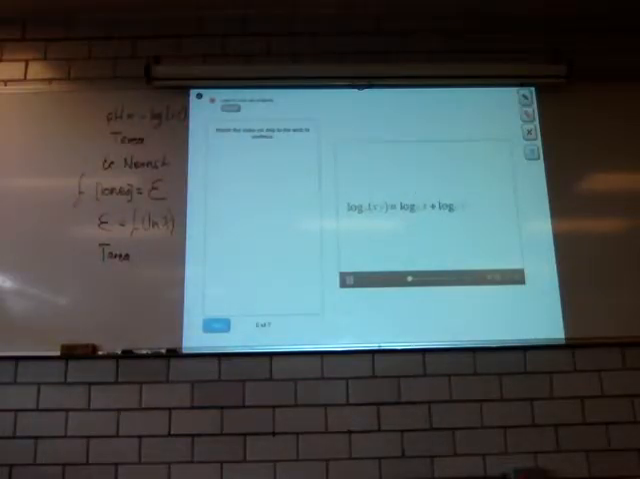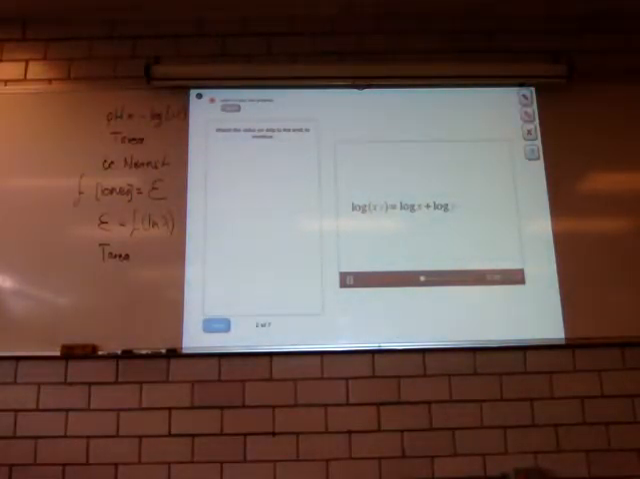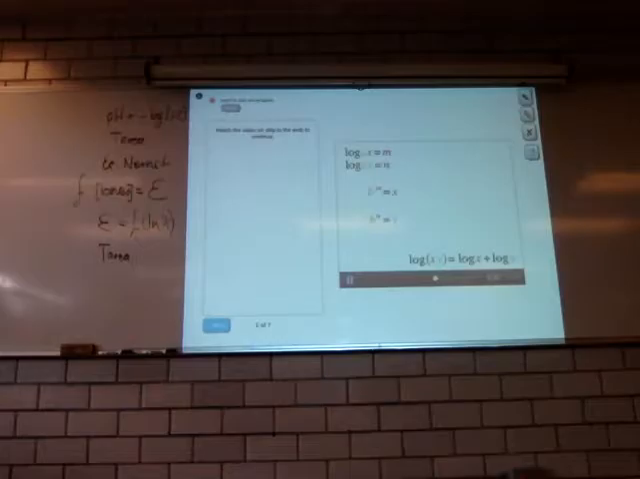Since this result is true for any base b, you'll often see this identity written without the bases. It works for all of them. Okay, now let's backtrack to the equivalent logarithmic and exponential equations we had earlier. Instead of multiplying x and y, this time let's divide them. So x over y equals b to the m over b to the n. What's another way to write the right-hand side of this equation?